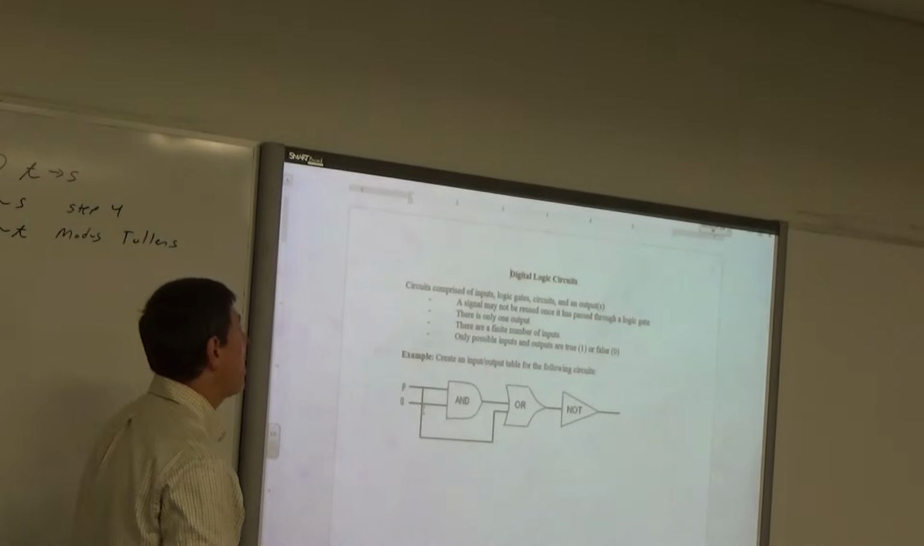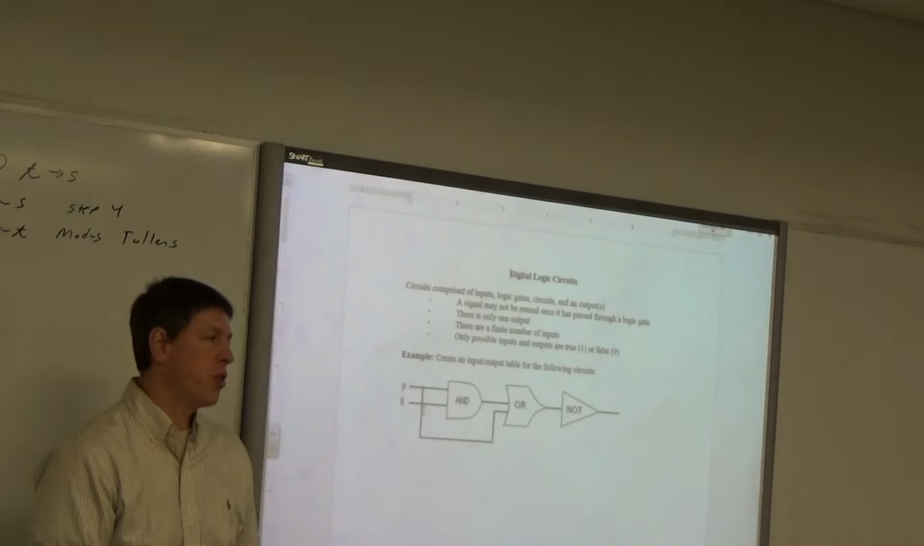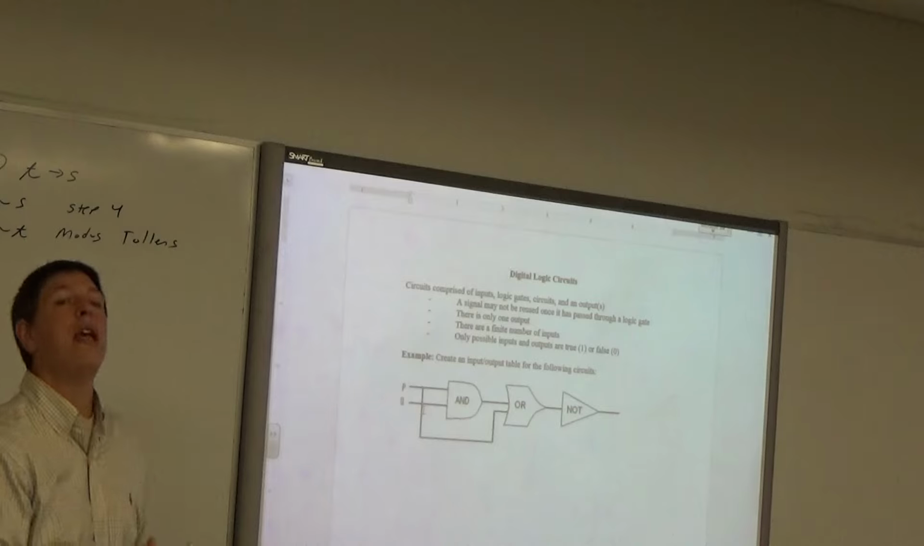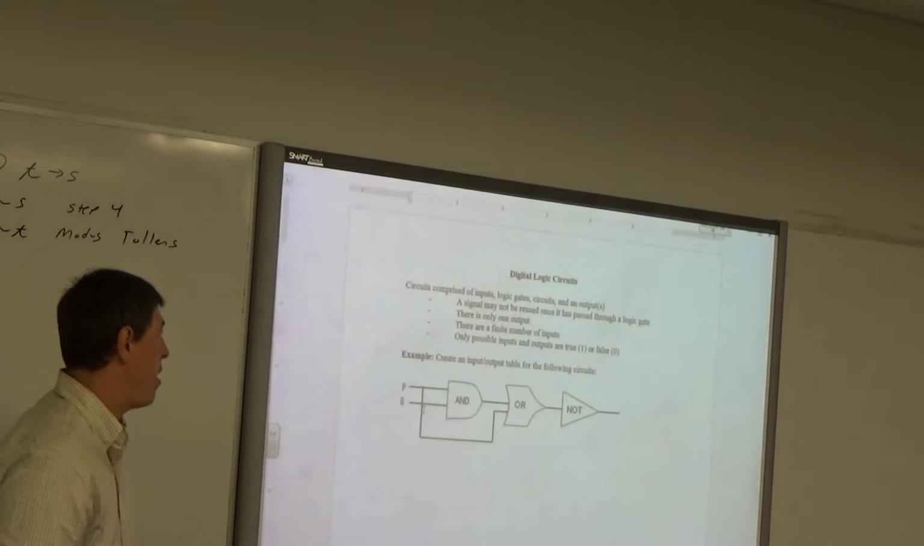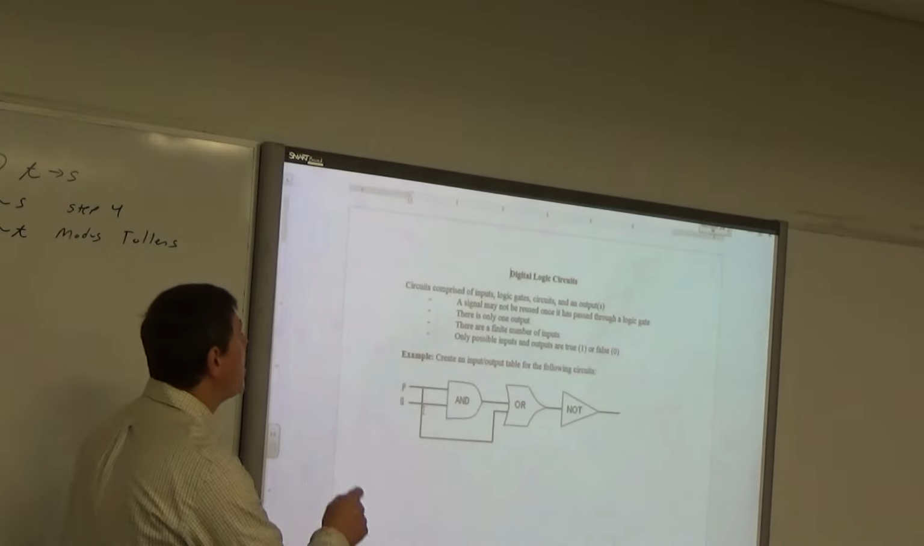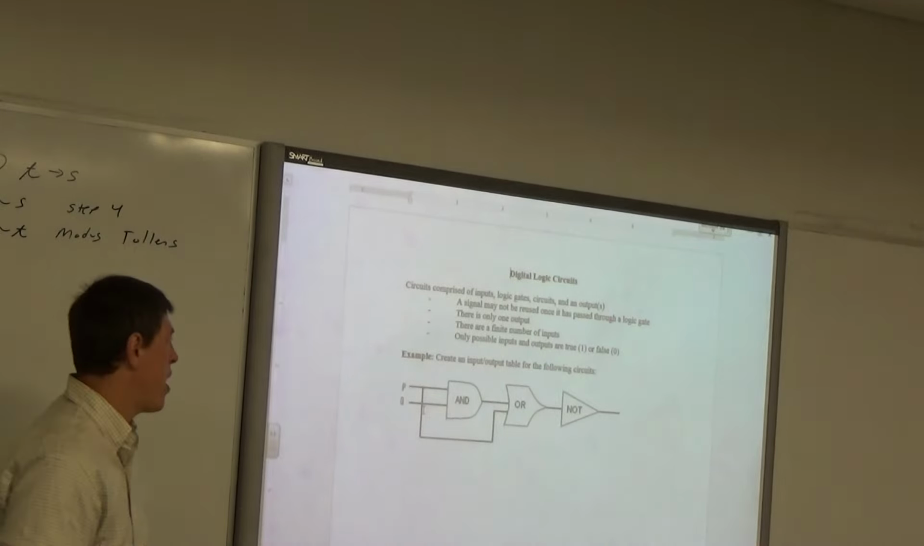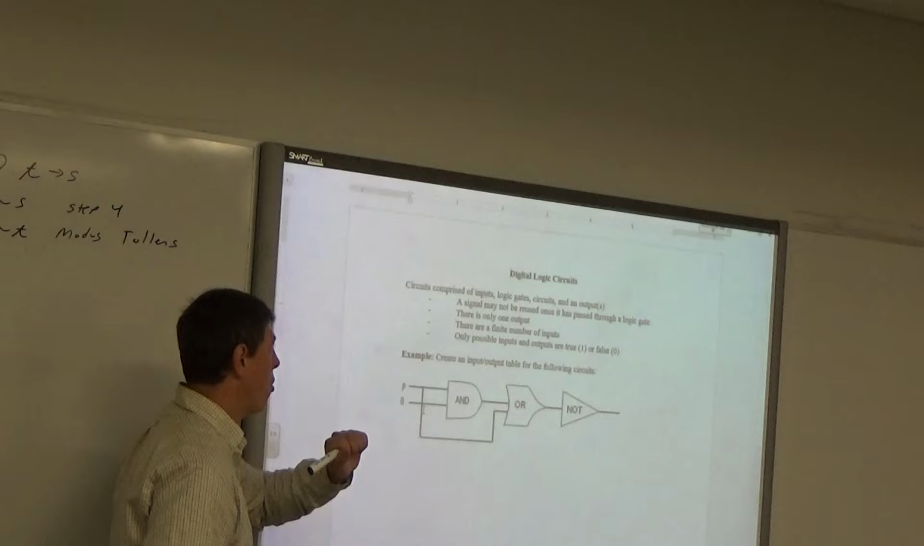Okay? Alright, there's only a finite number of inputs. And that's just because if there were an infinite number of inputs, that means there's an infinite amount of material. That doesn't matter. Okay? The only possible inputs are true and false. You can't have like a 2 being pushed through here.